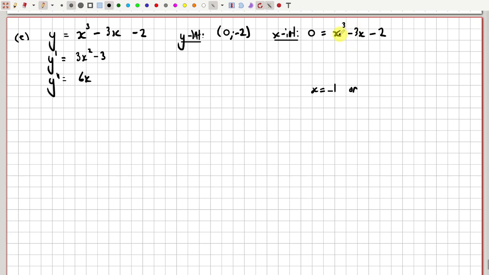Let's try some more. We'll try 2. 2 to the power of 3 is 8. Minus 3 times 2, that's 6. So 8 minus 6 is 2, and 2 minus 2 is 0. So again, they were quite nice with our x-intercepts.